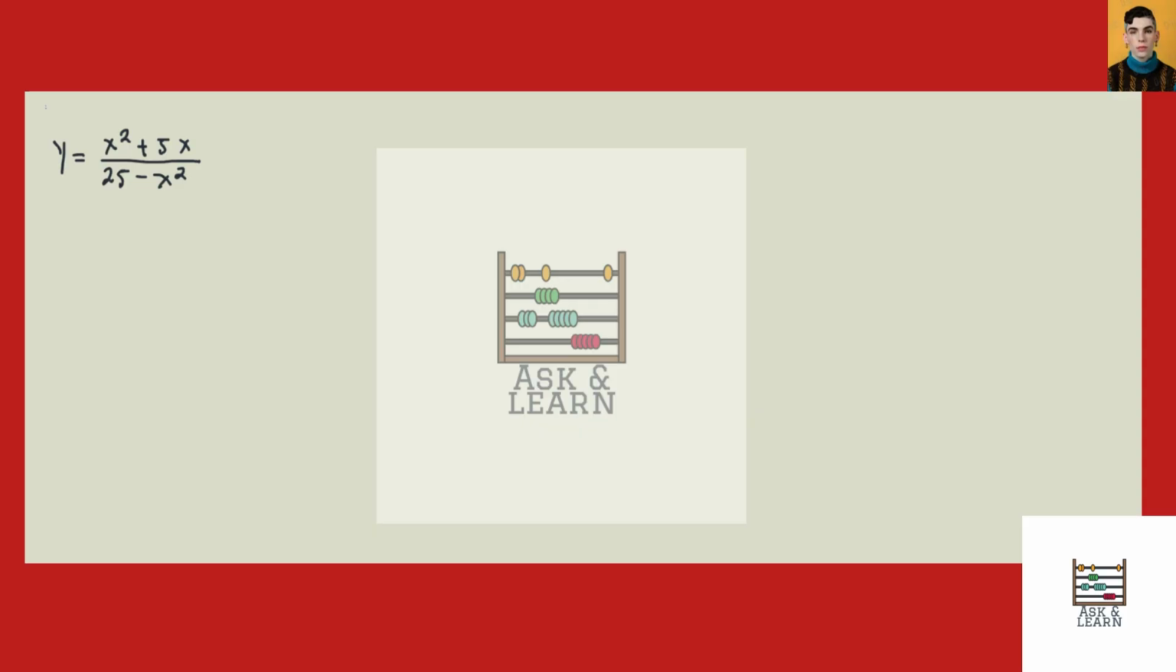We want to sketch the graph of y equals (x squared plus 5x) divided by (25 minus x squared). Now, in this chapter, they give us a laundry list of steps that we can follow to actually graph this. So let's go ahead and just follow those.